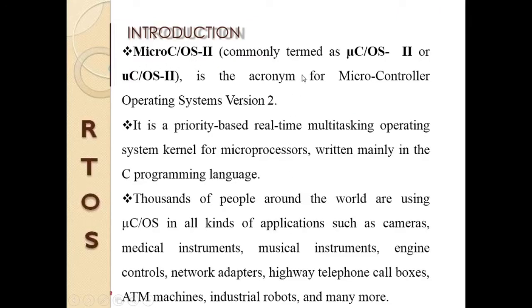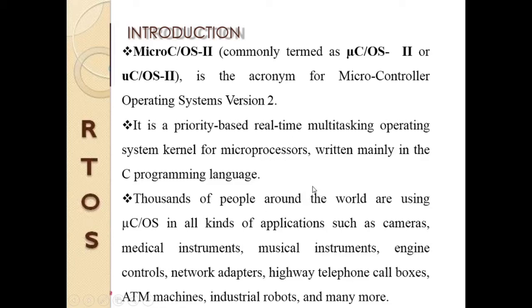How does it get its name? MicroC OS 2 is also known as MUCOS 2 and it is the acronym for Microcontroller Operating System version 2. The first letter from each word is taken, MCOS and version 2.